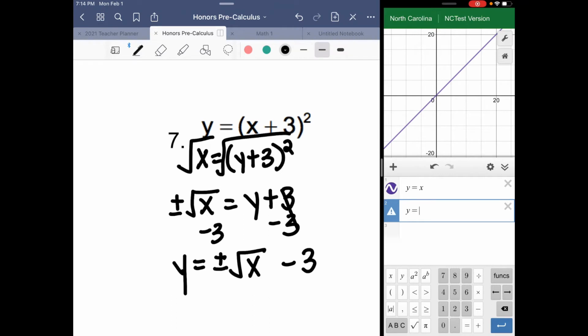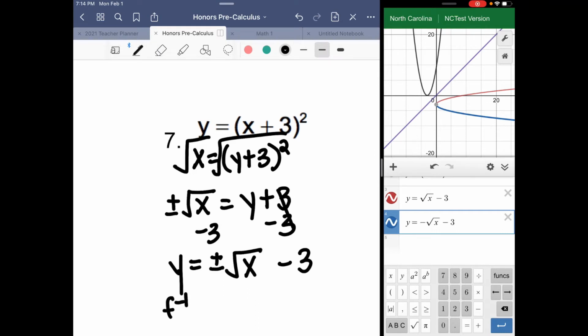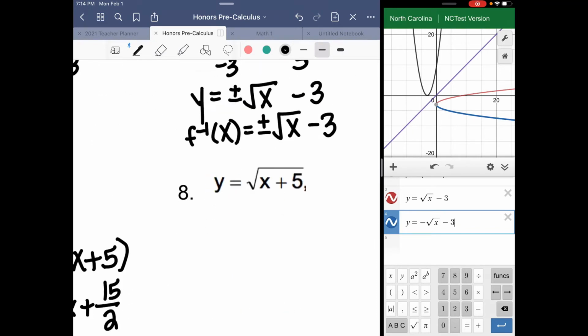So again, I can look at this option here. So I have y equals x plus 3 squared, and I have y equals the square root of x, make sure it's on the outside, minus 3, and y equals negative square root of x minus 3. And again, you can still see that it is symmetrical over the line, or reflective over the line y equals x. And then, of course, I'm going to notate it with my inverse.